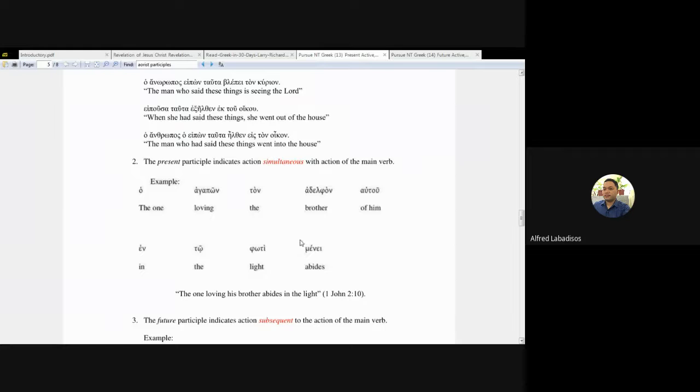Menei is the main verb. We have present tense here, and we have a participle here. So the action happens simultaneous with the main verb. The smooth translation now is: the one loving his brother abides in the light. So this is now the translation. The one loving his brother abides in the light.